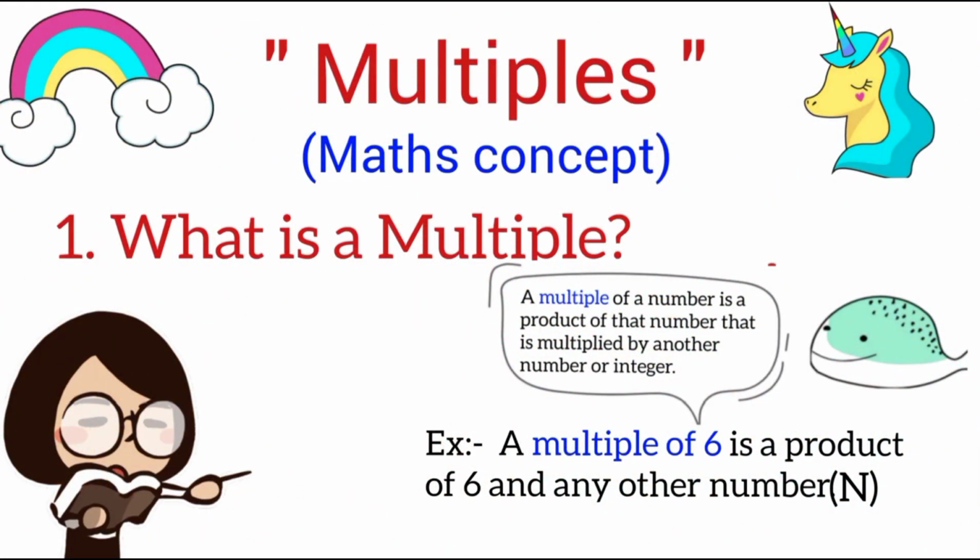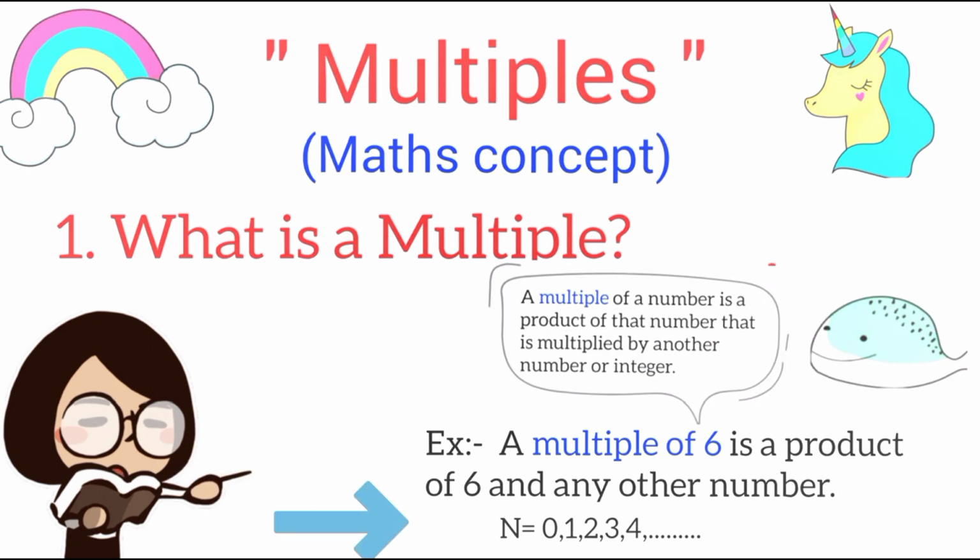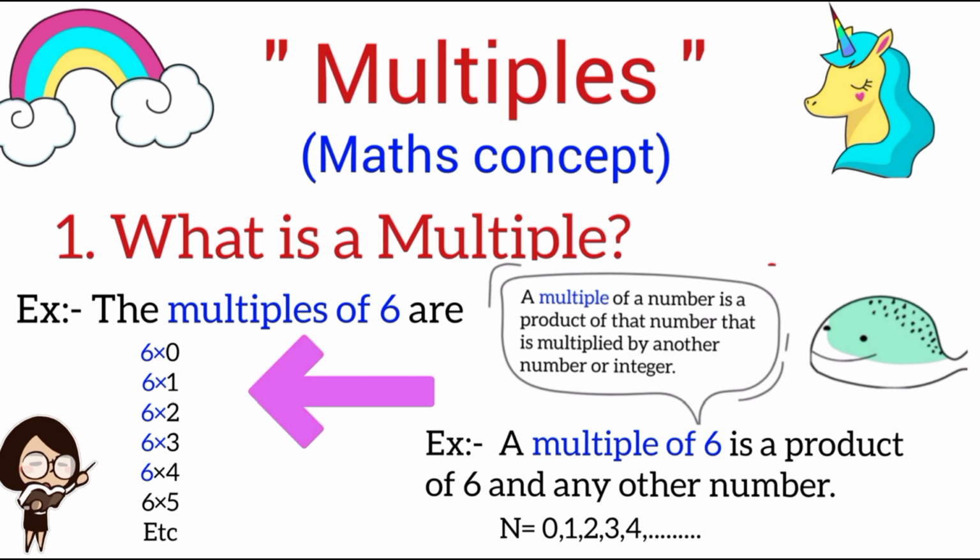For example, a multiple of the number 6 is a product of 6 and any other number. The numbers are 0, 1, 2, 3, 4 and so on. There is no limit for these numbers, so the numbers vary from 0 to infinity. So, the multiples of the number 6 are the product of 6 and 0, the product of 6 and 1, the product of 6 and 2, the product of 6 and 3, the product of 6 and 4, and so on.